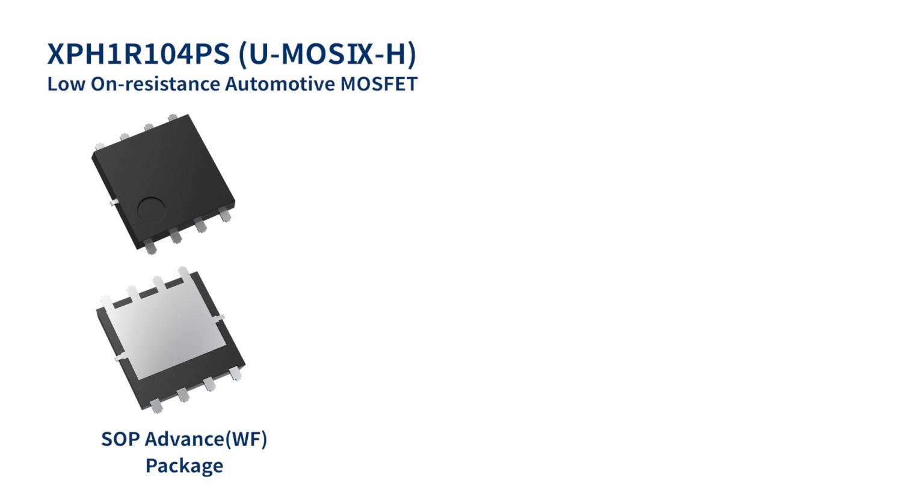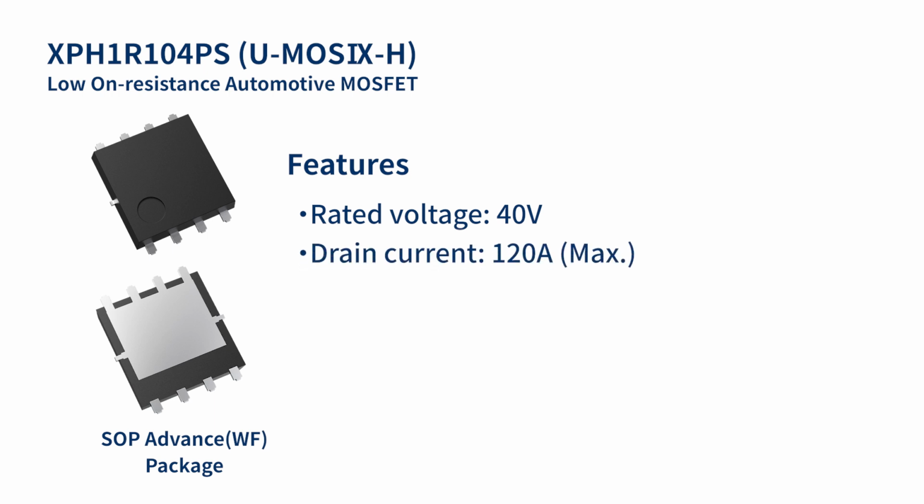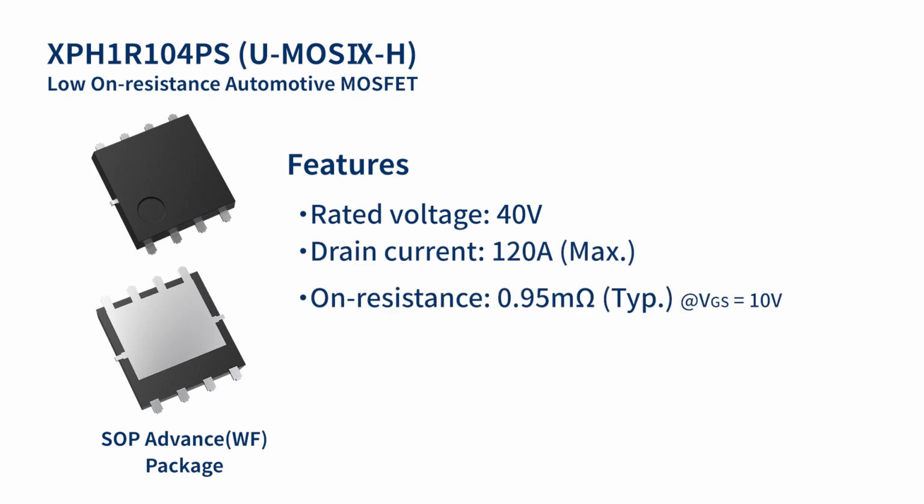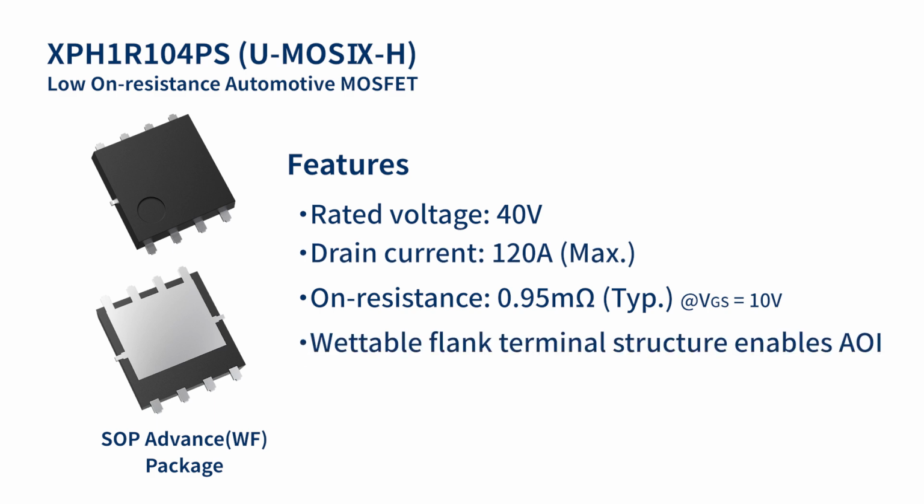XBH1R104PS, N-channel MOSFET is used in the reverse connection protector circuit. It has a rated voltage of 40 volts, a maximum drain current of 120 amperes, a typical on resistance of 0.95 milliohms. It also has wettable flank terminal structure.